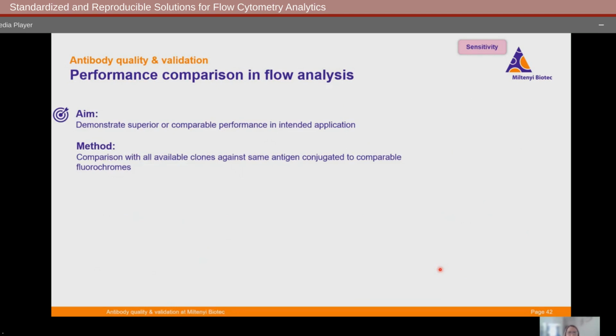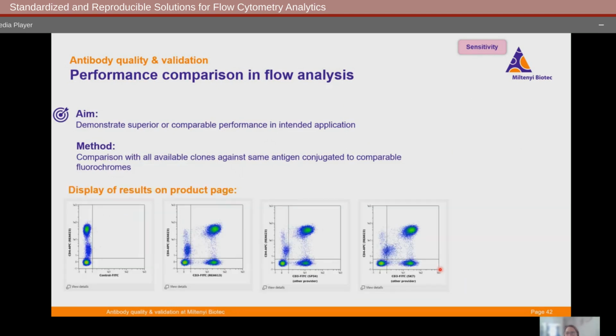The performance comparison in flow is a very basic test that we do for recombinant antibodies, where we do head-to-head comparisons of other providers' hybridoma clones against the RIA clone and display it so that users can find it very easily on the website and see if it's something they're interested in.